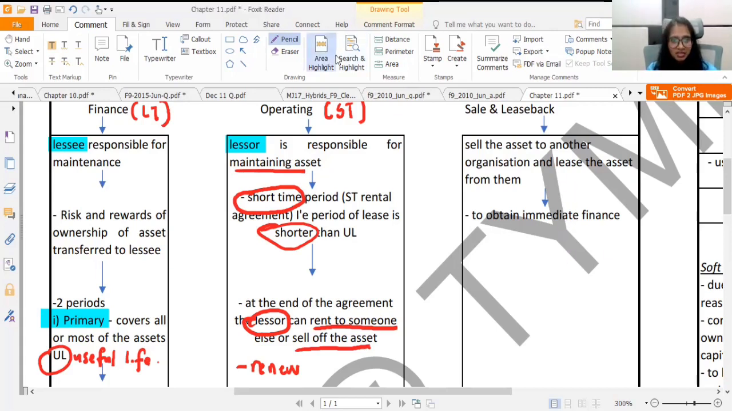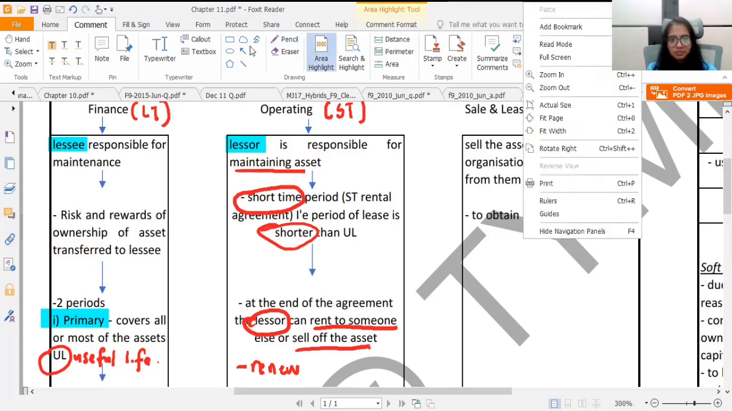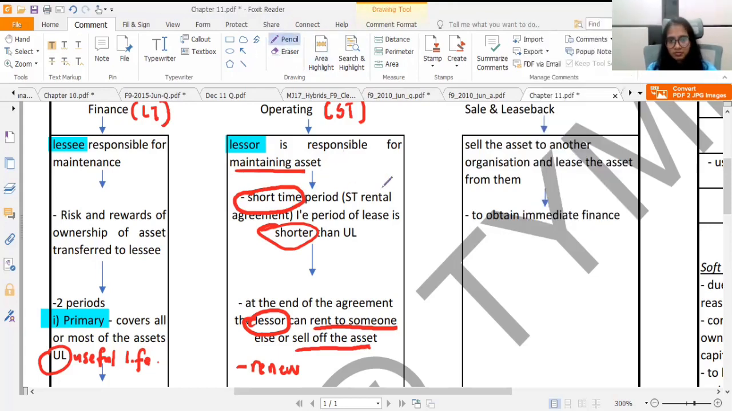Okay, so I'm just going to highlight a few things here. You sell the asset to another organization and lease it back from them. So sale, you sell it and you lease it back. So that's the name, sale and leaseback.